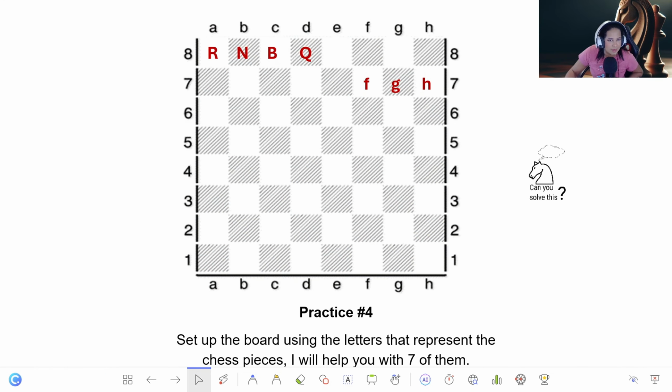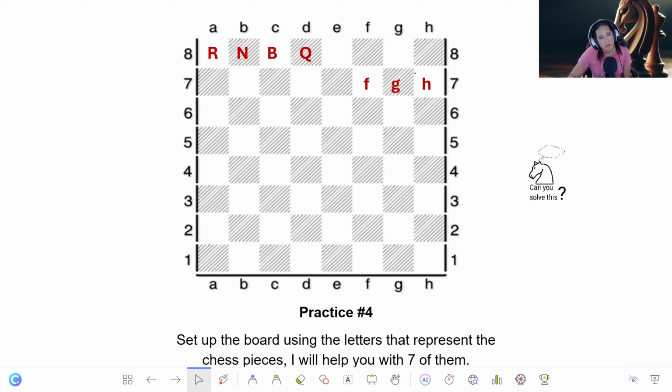Hello, I am Maria Eglis, and we are going to do practice number 4. For this one, you have to set up the board using the letters that represent the chess pieces, and you already have 7 of them, don't you? Remember that the letter R represents the rook, N is the knight, B is the bishop, and Q is the queen. And these are supposed to be capital letters.